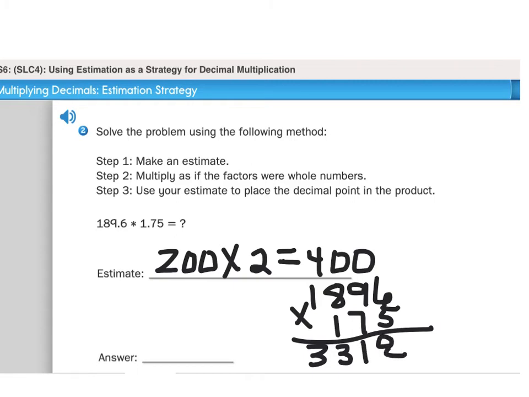When I do that multiplication, I get an answer of 3318. Now I'm going to look back up here at my estimate, which was 400. So where can I put that decimal to make it fairly close to that number? I'm going to put my decimal right here between the 1 and the 8, which will give me an answer of 331 and 8/10.